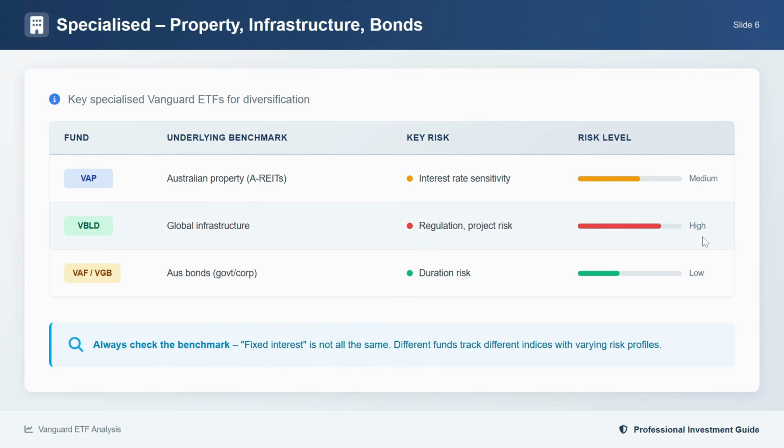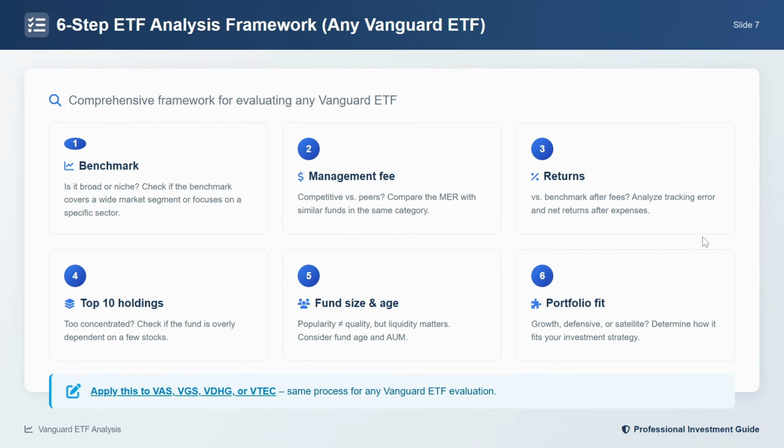VBLD is global infrastructure, toll roads, airports, utilities. Defensive but not risk-free. VAF and VGB are Australian fixed interest, government and corporate bonds. Always check the underlying benchmark on the fact sheet. Bonds can mean long duration or short duration. Property can be Australian only or global. Don't assume, read.